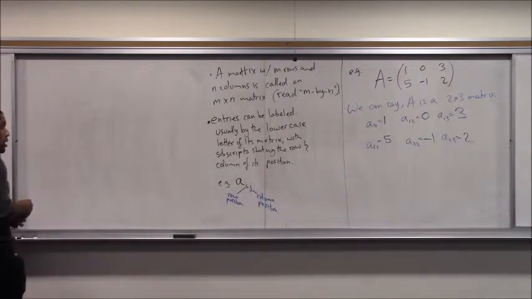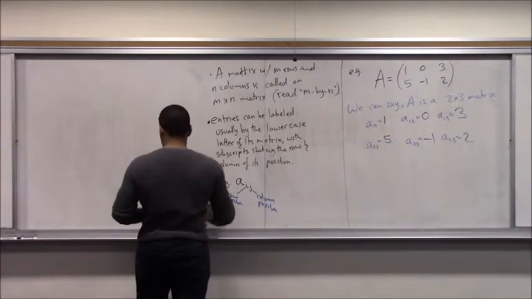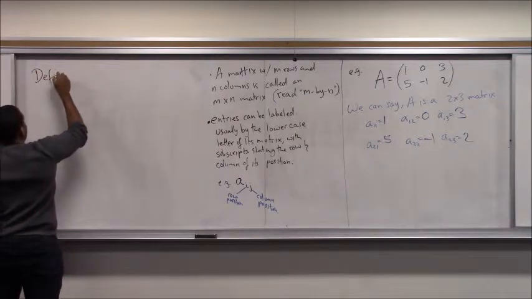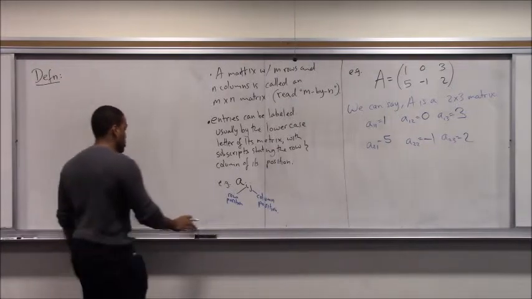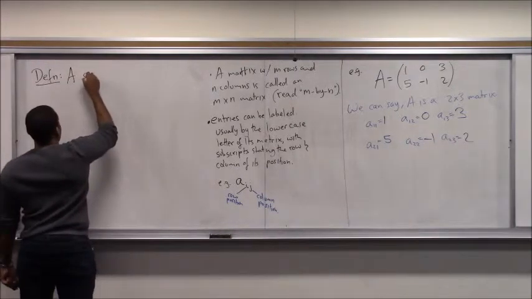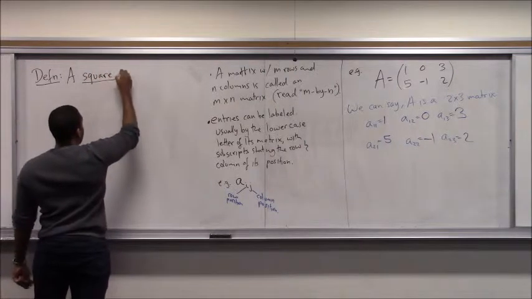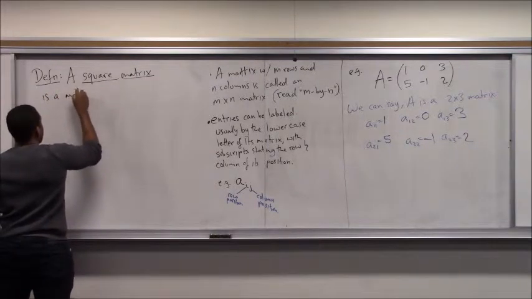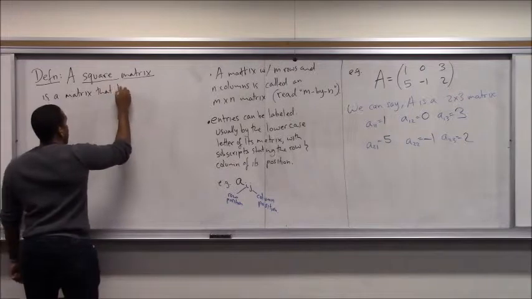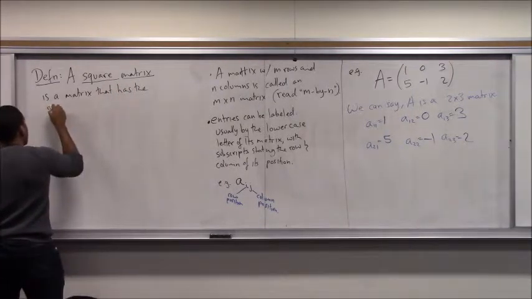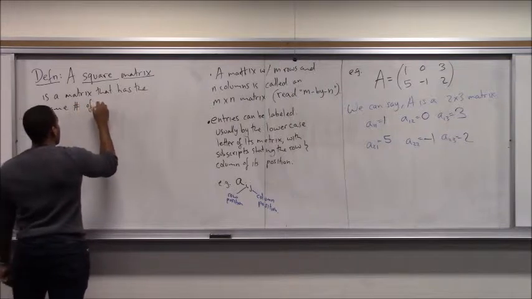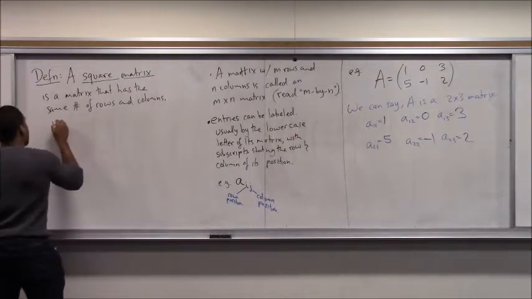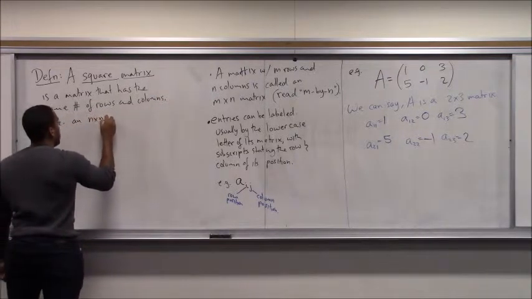So let us talk about a very important kind of matrix, it's called a square matrix. There are some things that are only true for square matrices. It's kind of what you think it would be. A square matrix is a matrix that has the same number of rows and columns, i.e. an n by n matrix.